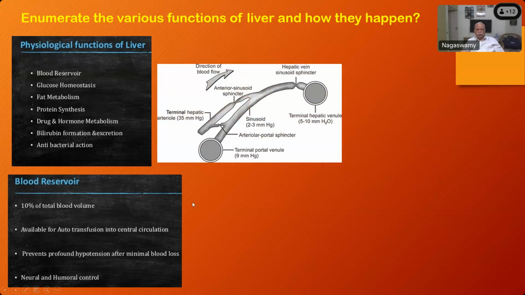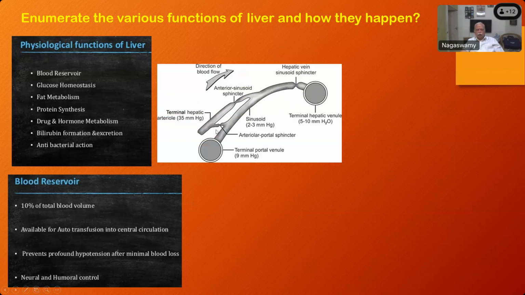Now this picture I have taken because there are sphincters which can be dilated or closed to allow the blood to go to the sinusoids. There are three sphincters. The first is between the terminal hepatic arteriole and the portal arteriole, the arteriolar portal sphincter. Then there is an anterior sinusoid sphincter in the branch of the hepatic arteriole joining the sinusoid. And the third sphincter is between the sinusoid and the hepatic venule, which finally drains into the central circulation.